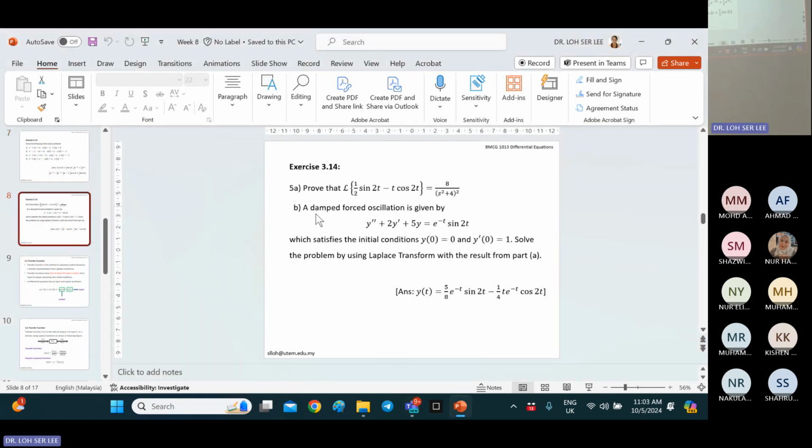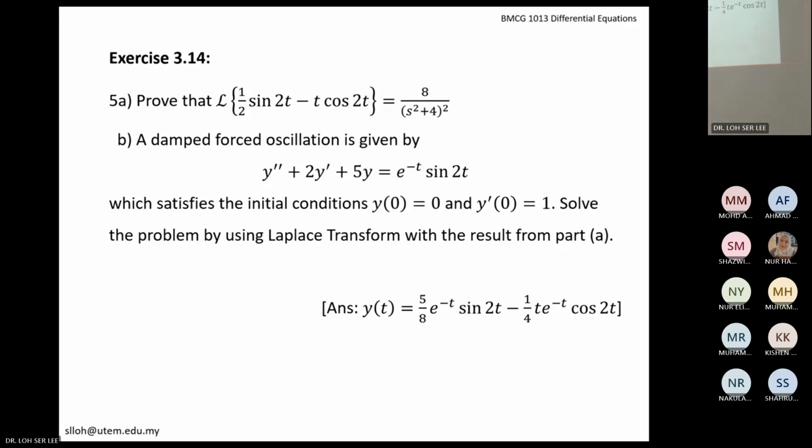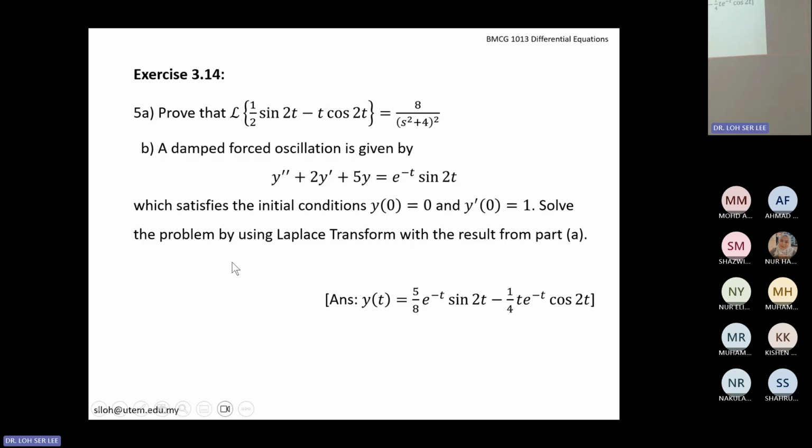Okay, now we look at question number 5. If not mistaken, I took it from a past year question. Past year or assignment? Assignment from the last few years, I can't remember. But this is the level of difficulty for the past year. I really remember when I took this.